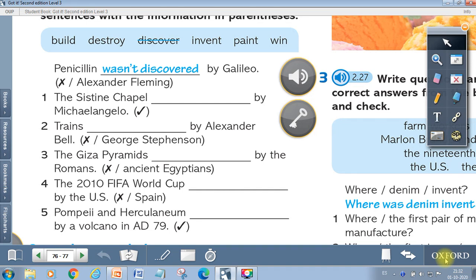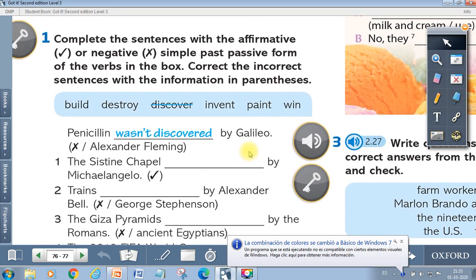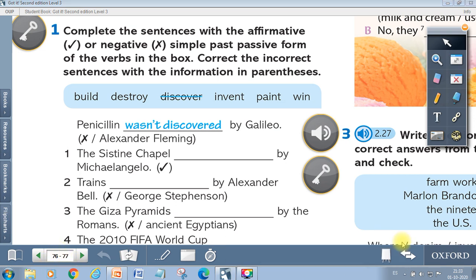Hello guys and girls, today we are going to work and practice with the simple passive voice, and this time we are going to do it in past tense. Now, as we said before, we have here all the instructions to do the activities. I am on page number 77 and this is activity number 1.